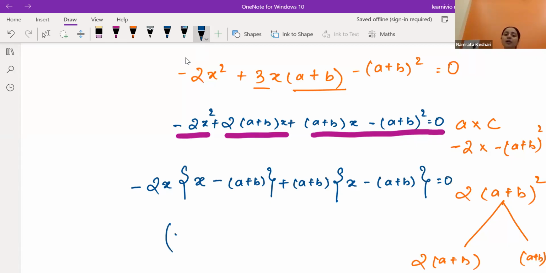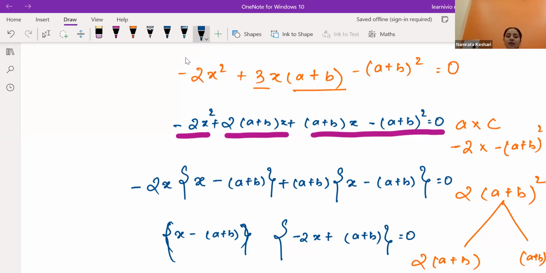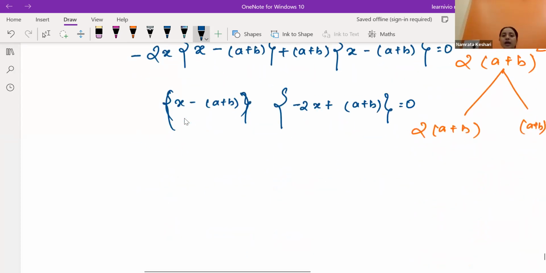We got in one bracket x minus (a plus b), in another bracket minus 2x plus (a plus b), and from here we'll be getting two different x values. So one of the x values is, can you tell me, Zoha, what are the x values?